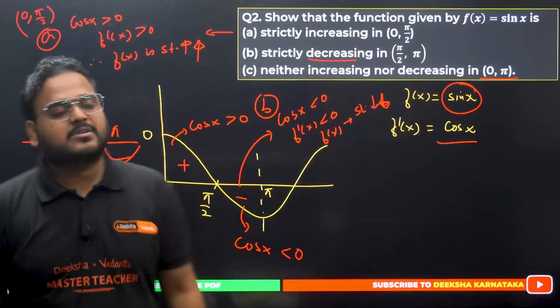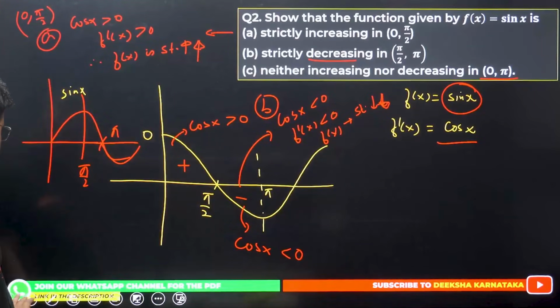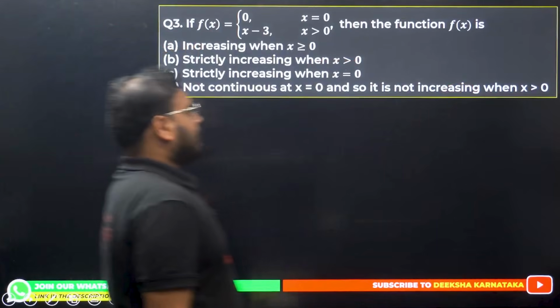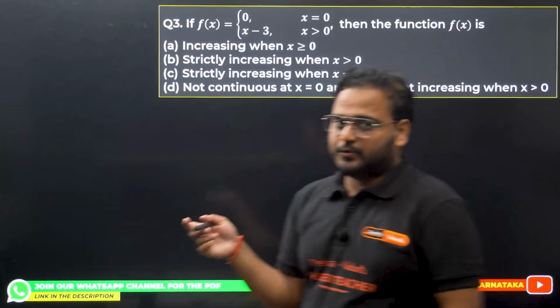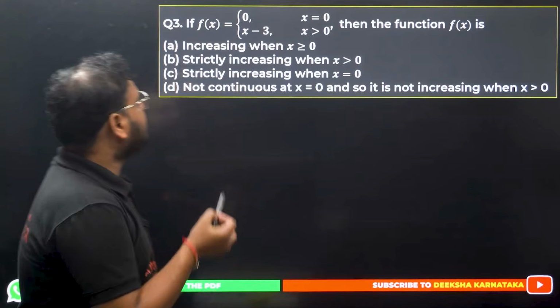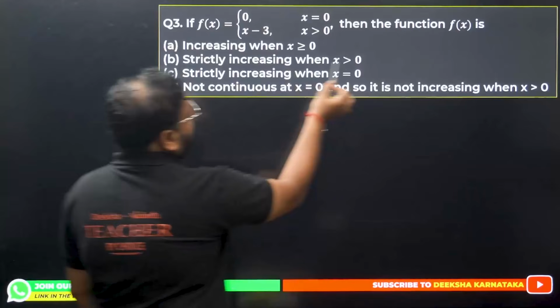Clear? Very much clear. Question number 3, let's start. Okay, this is the question that I've talked about, when we have on the boundaries, it's not continuous. We'll see. Please check. If you talk about this now on the boundary, what is the boundary here?